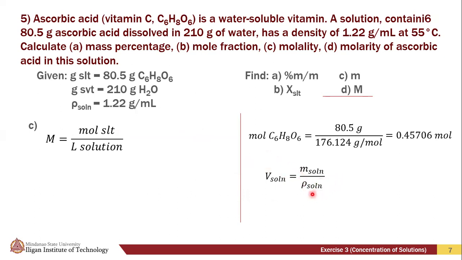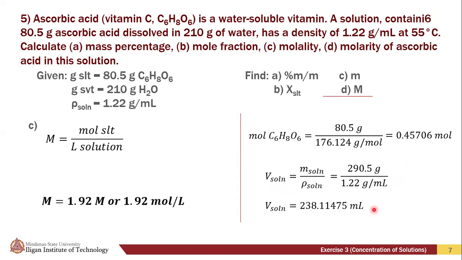We can easily calculate for the total mass of the solution, because we can just add together these two quantities here. And then the density of the solution is given in the problem as well. So if we want to solve for volume solution, we divide 290.5 gram over 1.22 gram per ml. This should give you 238.11 and so on ml of the total solution.